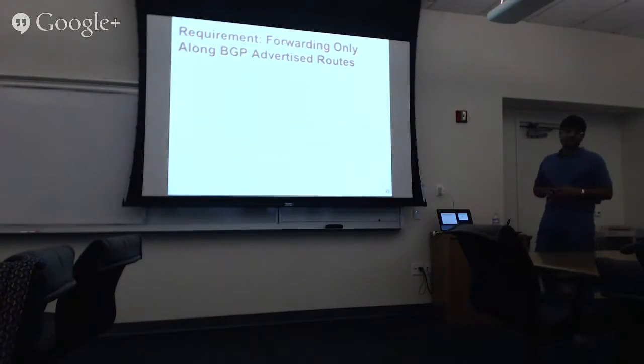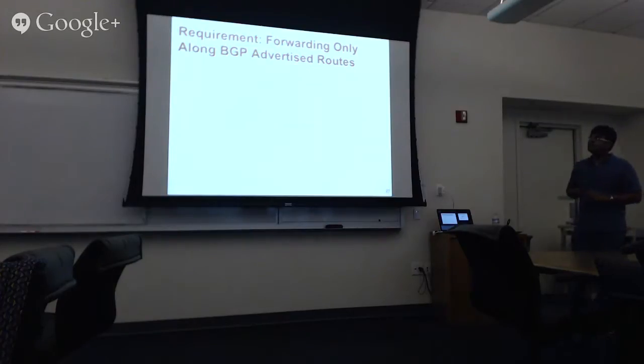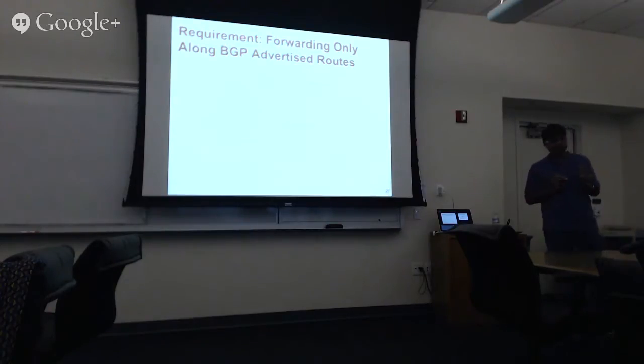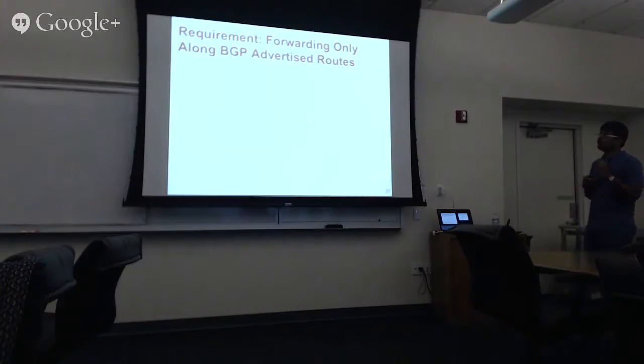So there are a lot of subtle issues which we have to resolve. I will focus on one of them. And the requirement here is that forwarding decisions at the STX should only be along the BGP advertised routes.